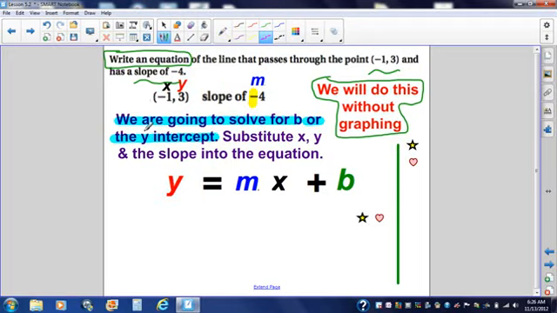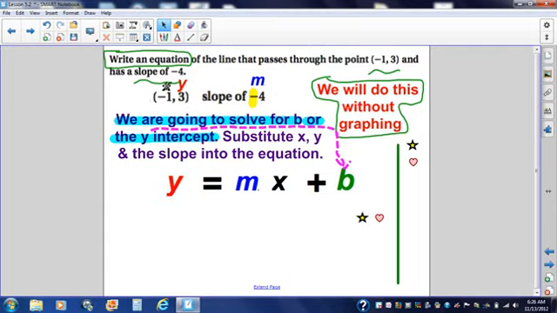y-intercept is that right there. We're going to solve for b. So what are we going to do? We are going to substitute in for x, we're going to substitute in for y, and we're going to substitute in for the slope. Or we're going to plug and chug.